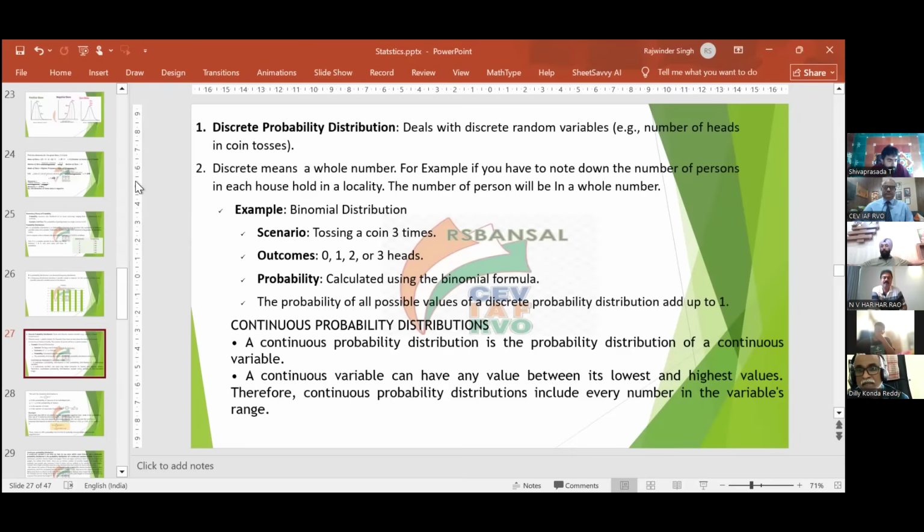So here you will be using the binomial form to find probability. The probabilities of all possible values of a discrete probability distribution add up to 1. Then next is continuous probability distribution. A continuous probability distribution is a probability distribution of a continuous variable. What is a continuous variable? A continuous variable can have any value between its lowest and highest value. Therefore, a continuous probability distribution includes every number in a variable's range.